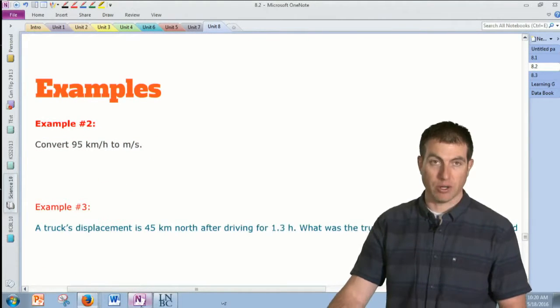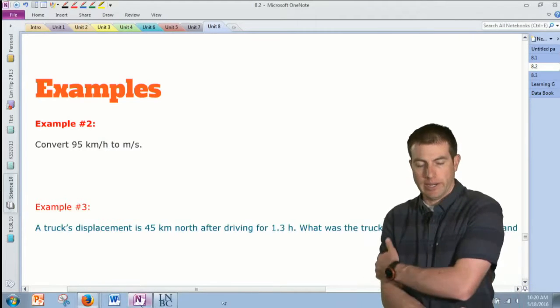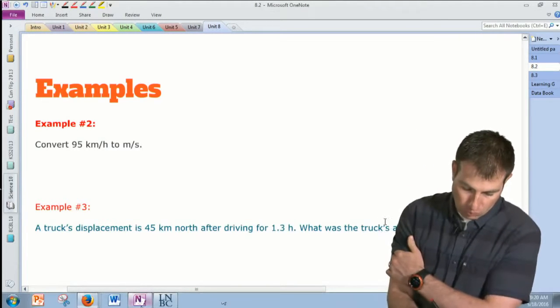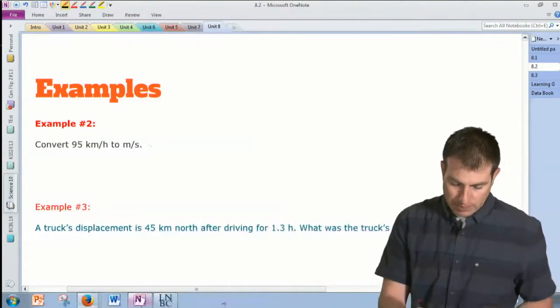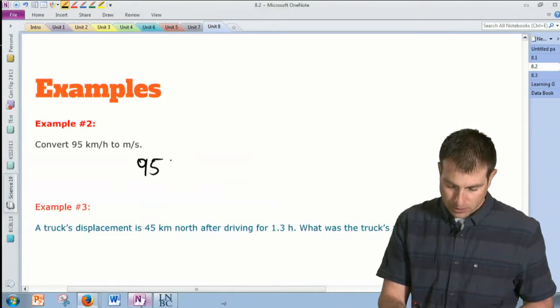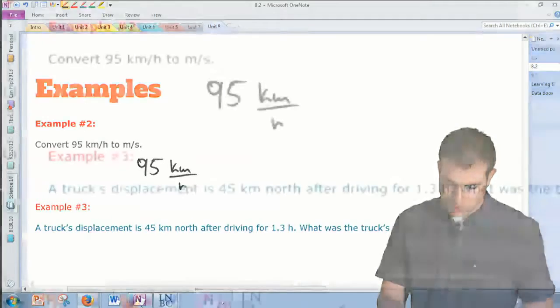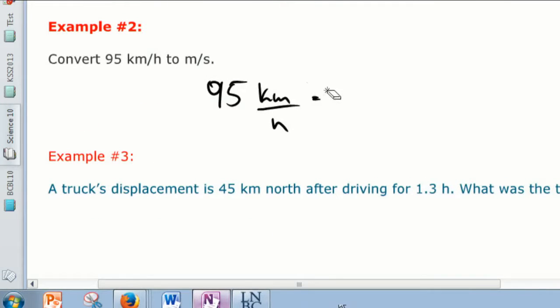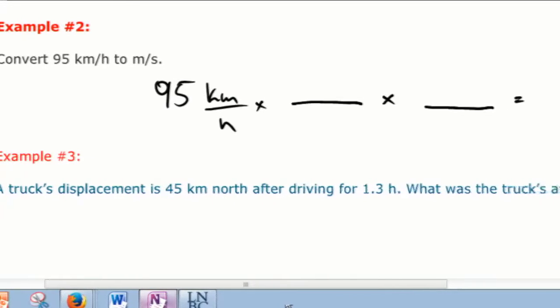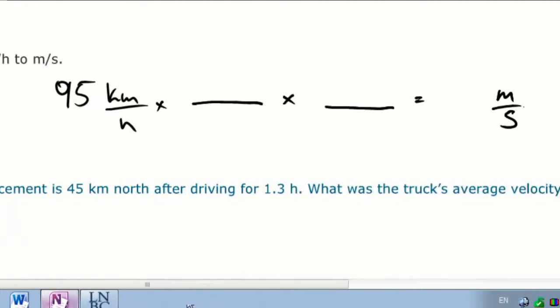Another kilometers per hour to meters per second. All right, I'll set it up and then you guys see how you can do 95 kilometers per hour, and I'm going to multiply it. I have 1 fraction, 2 fractions equals, and I want to end up with an answer in meters per second.